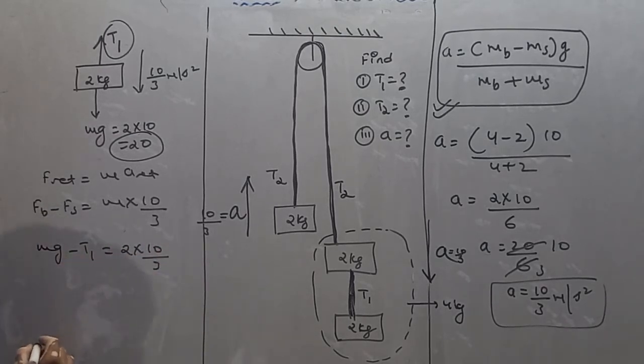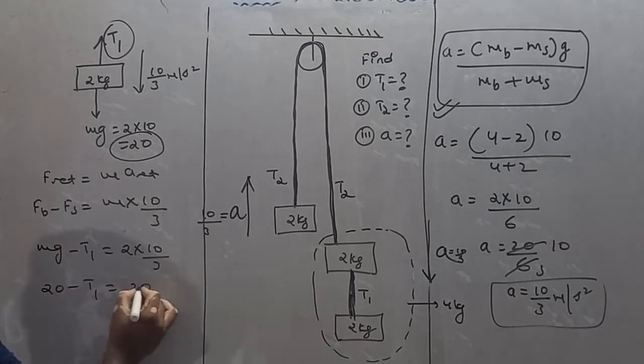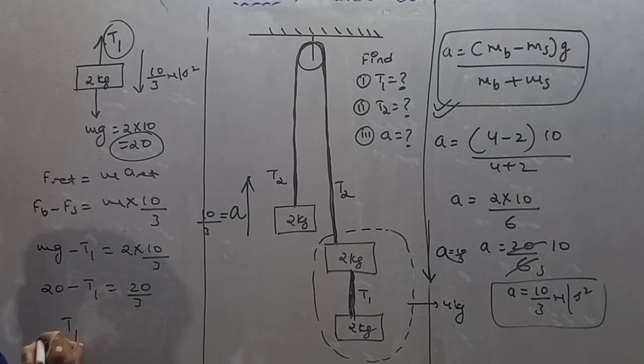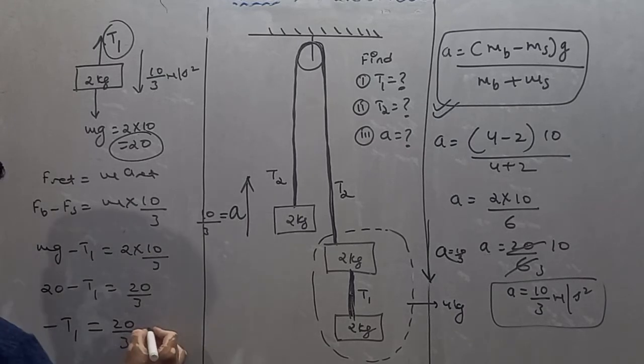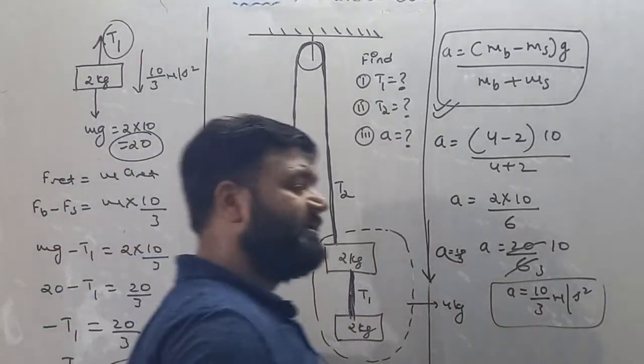So mg means 20 minus T1 is equal to 20 by 3. So T1 becomes equal to, it's minus, and it is 20 by 3. This 20 comes to this side, so it will be minus 20. So try to solve this, you'll get your answer in the form of T1.